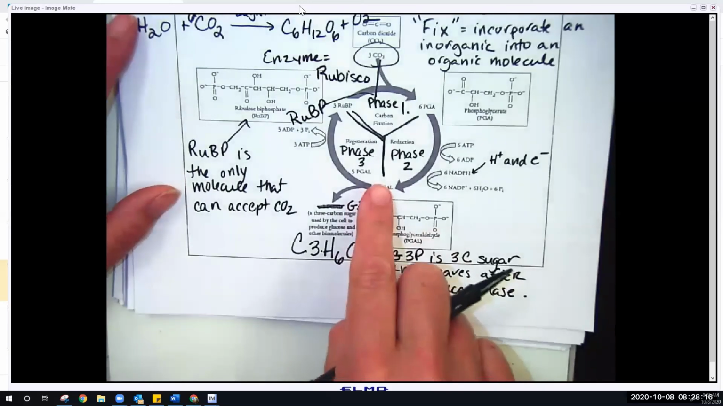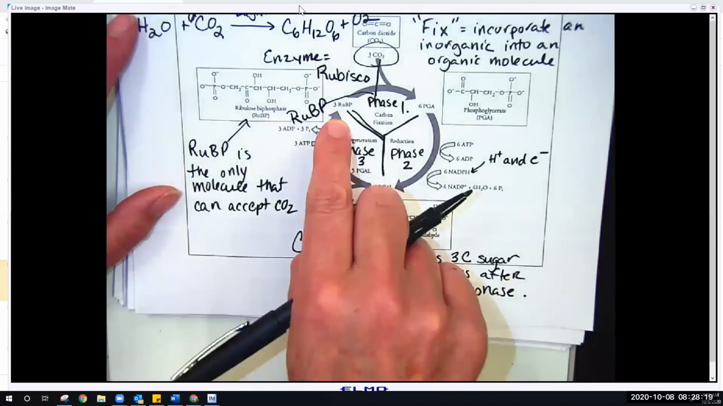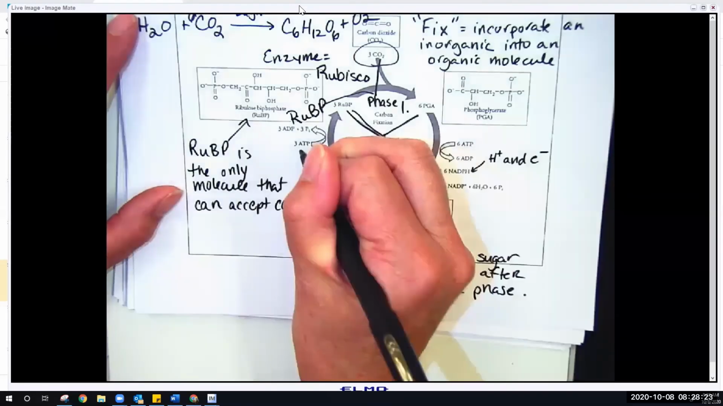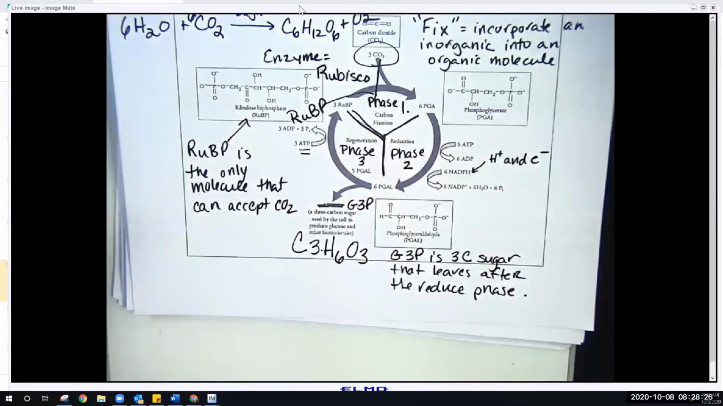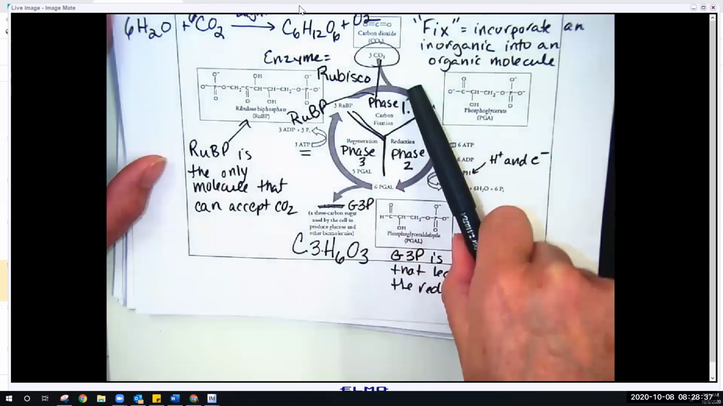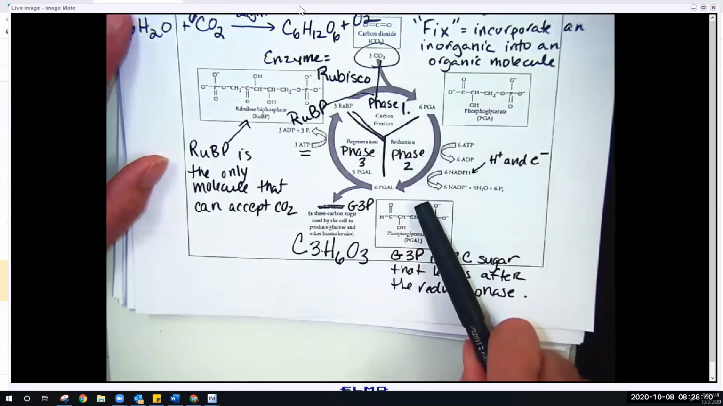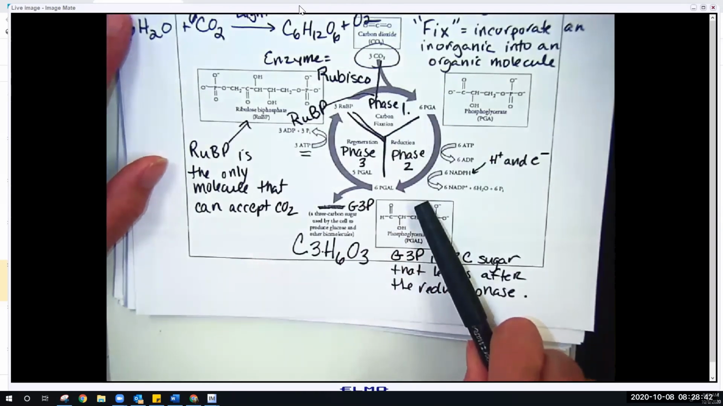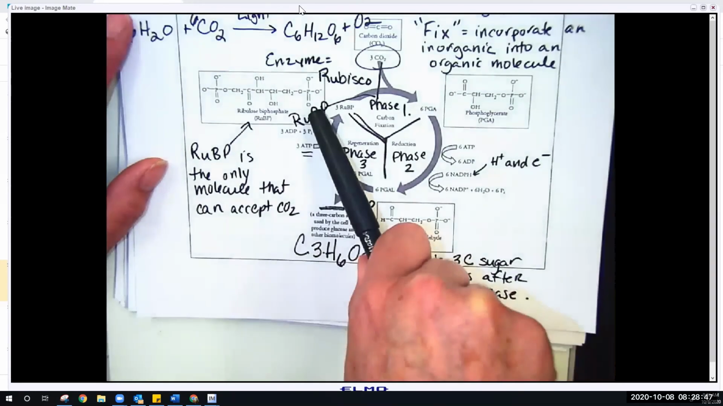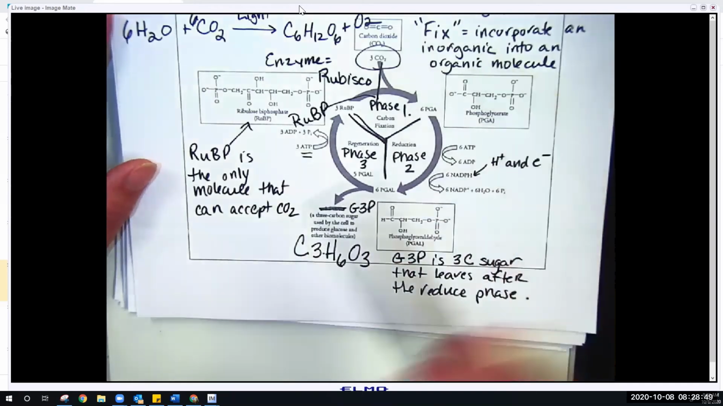In phase 3, all we need to do is regenerate RuBP. That will require some energy coupling to do that. So it will require some ATP as well to regenerate that molecule. But then we just keep on going through the phases over and over again. Fix carbon dioxide, reduce it, add those electrons and hydrogens, have the 3-carbon sugar leave, regenerate RuBP. And it just happens over and over and over again.